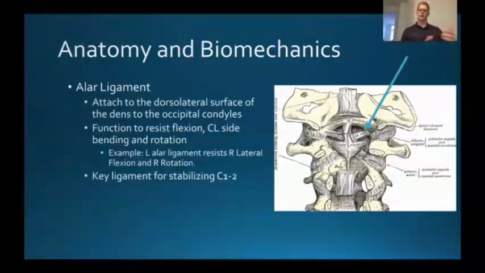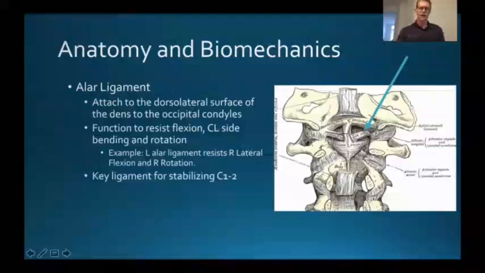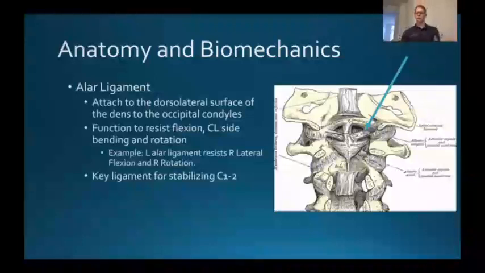But that's why we also have the transverse ligament here. We have the cruciate complex, which also helps provide that upper cervical stability. As you can see in the picture, they attach to the dorsolateral surface of the dens and they travel up to the occipital condyles. So they go from the back outer side of the dens. If this is the dens right in the middle, they're going to go here and they're going to travel up and out to either one of the condyles.